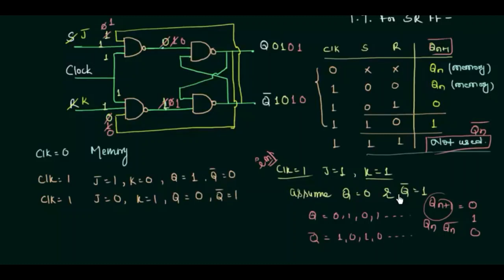So this is all for this presentation, a very important one, and you have to remember this truth table. There is a slight difference from the SR truth table, in which the last state gives us Qn complement. We will use it for our excitation table and characteristic table in the next presentation. So see you in the next presentation.